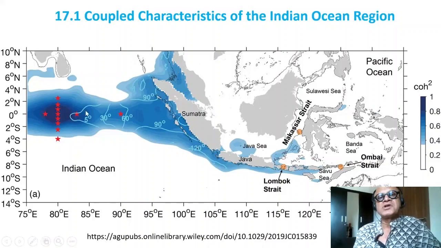There is a spring Wyrtki jet and a fall Wyrtki jet, which are strong eastward currents associated with downwelling Kelvin waves, which propagate as coastal Kelvin waves into the Bay of Bengal, around and back over around peninsular India, and as Rossby waves out into the Arabian Sea and down here into the coast.